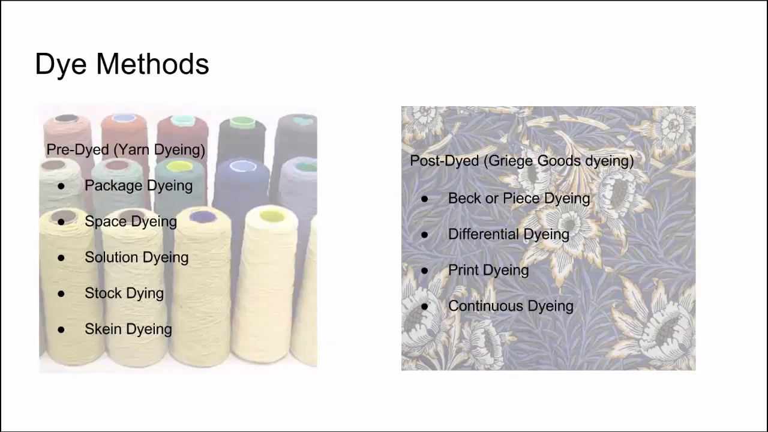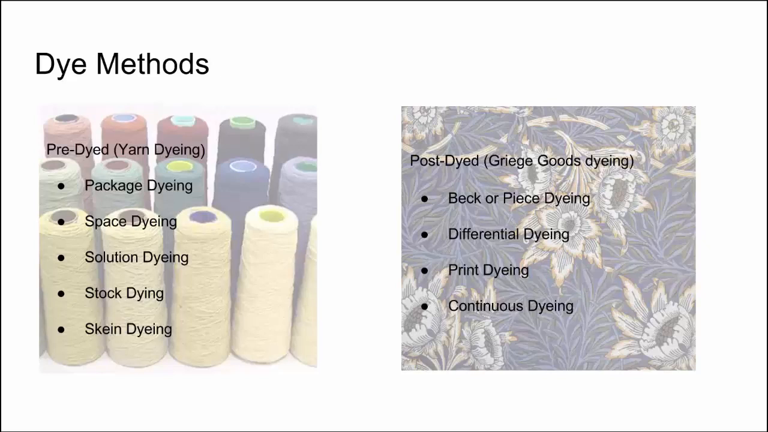There's going to be pre-dyeing or yarn dyeing. So this is when we're going to dye the actual yarn before it's stitched into the primary backing of the carpet. As well, we're going to have post-dyeing, which is after the yarns are stitched into the backing. They're called gray goods. This is the dyeing of the gray goods, so it's dyeing the gray goods after it's been stitched into the primary backing.